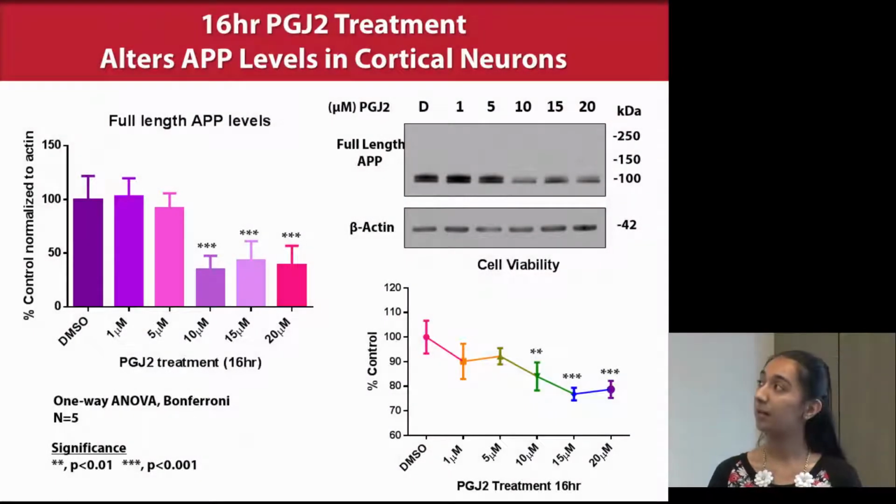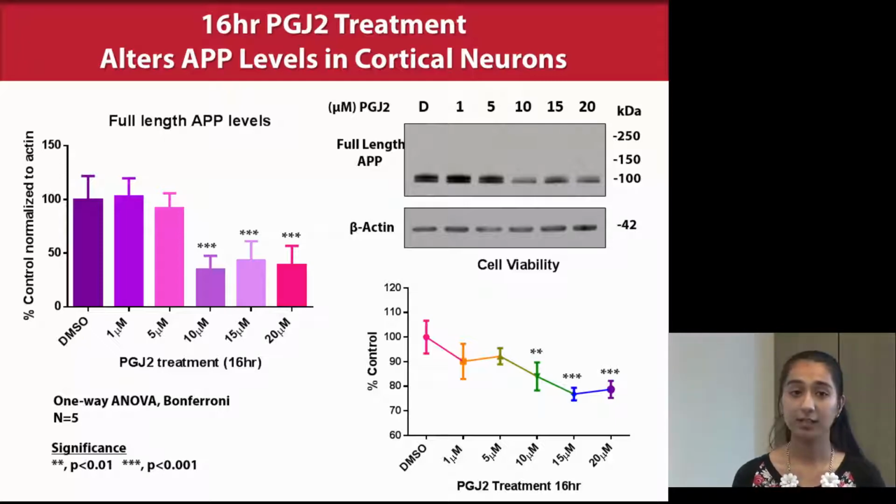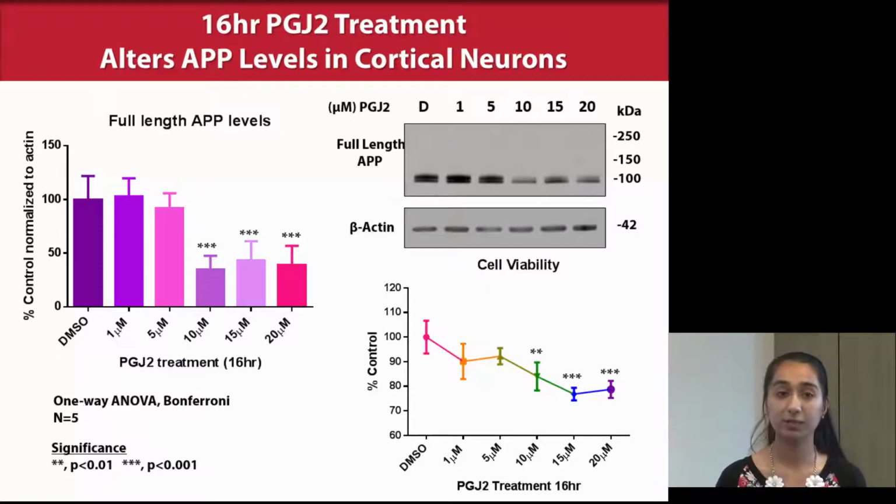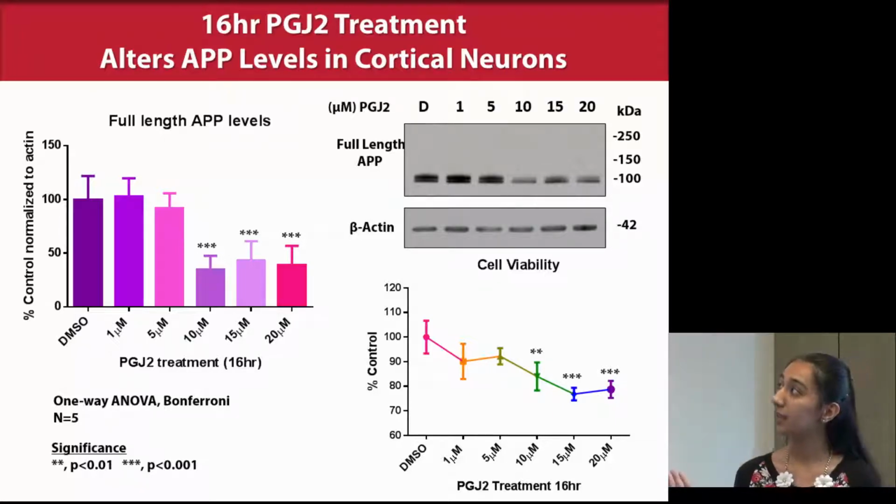Pre-existing data from our lab shows that a 16-hour PGJ2 treatment alters APP levels in the cortical neurons. This is a concentration curve representing various levels of PGJ2 compared to DMSO. DMSO is our control group throughout these experiments because DMSO is an organic solvent and PGJ2 is dissolved within DMSO specifically. As you can see in the Western blot, at 10 micromolar PGJ2, the full-length APP concentration decreases compared to our DMSO control lane.